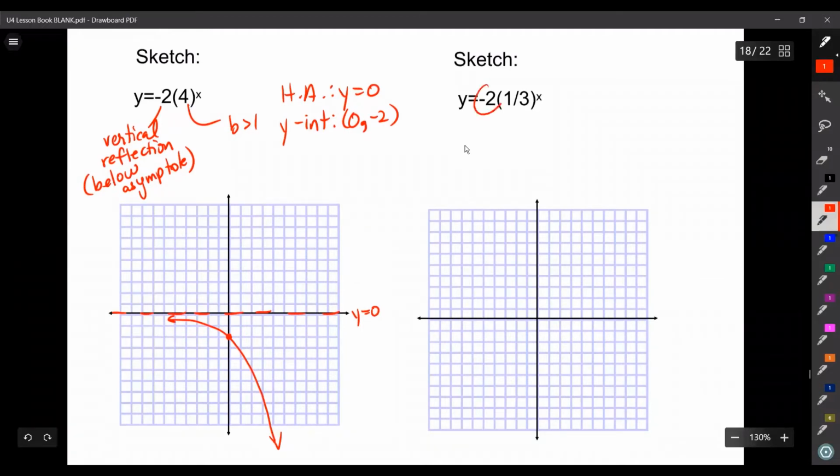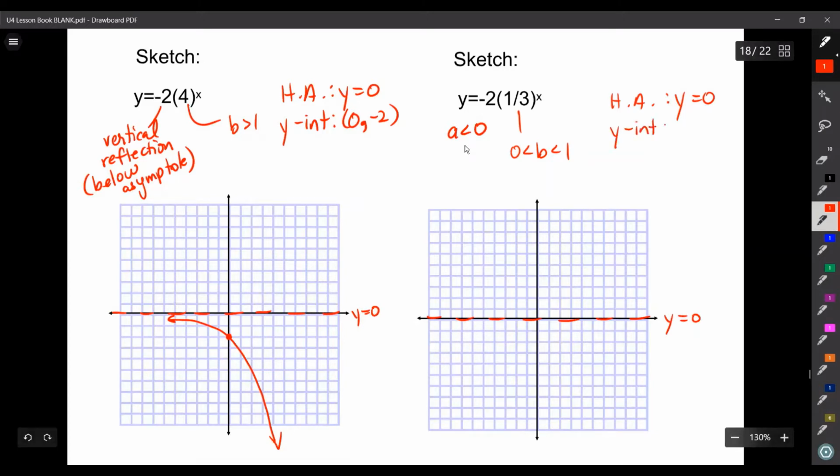Okay, and then finally here we have a is less than 0, or negative, and we have a b value between 0 and 1. Horizontal asymptote, there's no vertical or any kind of shift, so it's still going to be at y equals 0. So we'll just pencil that in.